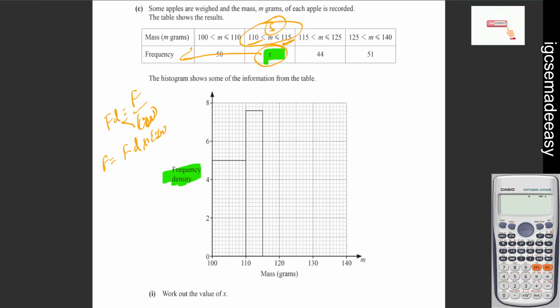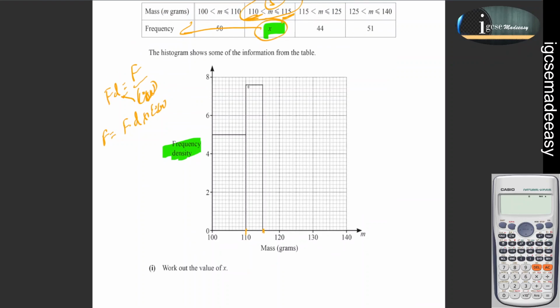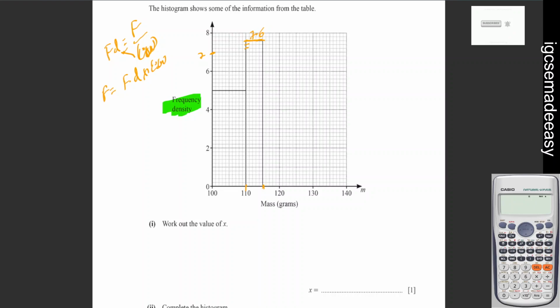And what is the frequency density? Frequency density of 110 and 115. 110 is this one, 115 is this one. The frequency density of this is this value, right? So this is around 2, 4, 6, 7.6. So this is 7.6. So frequency equals what?